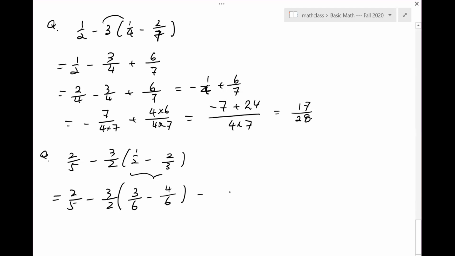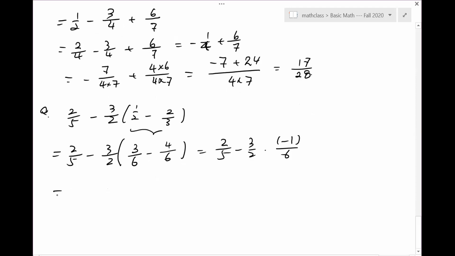Okay, then 3 minus 4 is -1. Right, then negative becomes positive, 3 over 2 times 6. Well, 3 over 6 becomes 1/2. So the answer will be 2 over 5 plus a quarter.